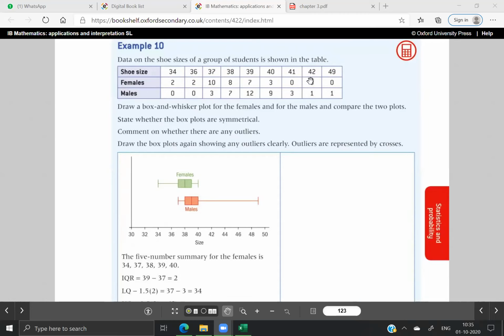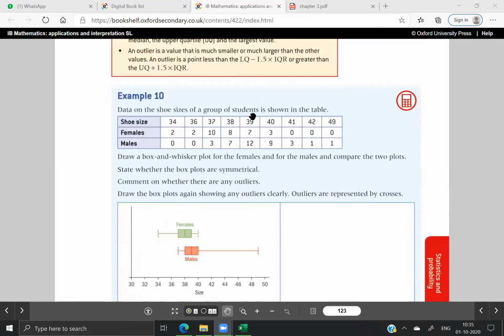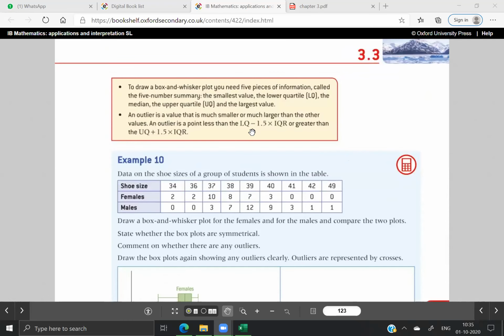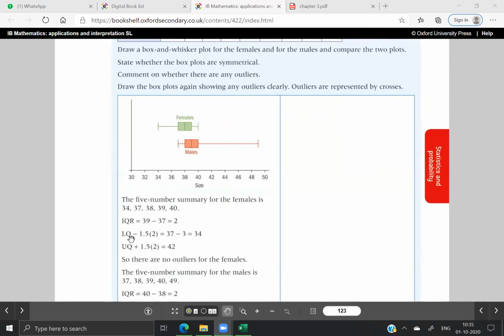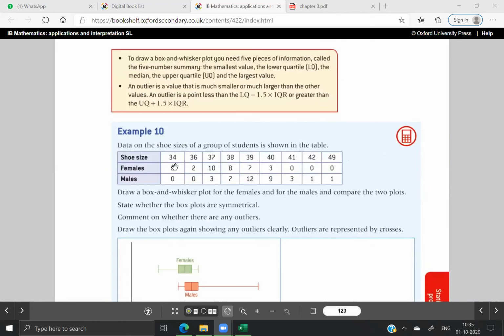So, when data is given to you, how will you find the outliers? Outliers will be found out by using this formula, LQ minus 1.5 into IQR. So let me see how they have used it for lower quartile. Lower quartile is how much here? 37. So 37 minus 1.5 into 2, 2 is the IQR here. They got a 34. And so no value less than 34, you can see it starts at 34. So there's no value here, no outliers on the left hand side.